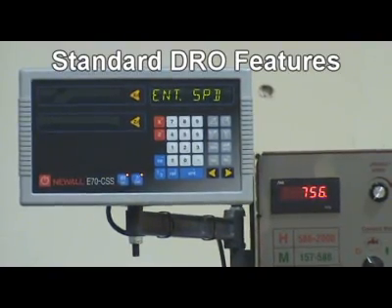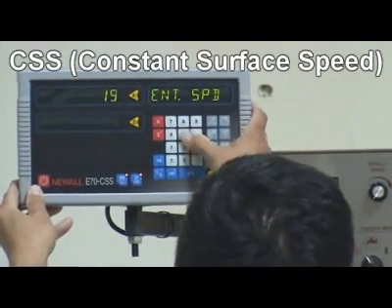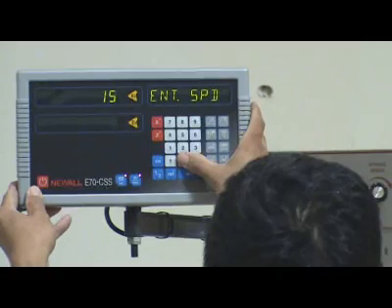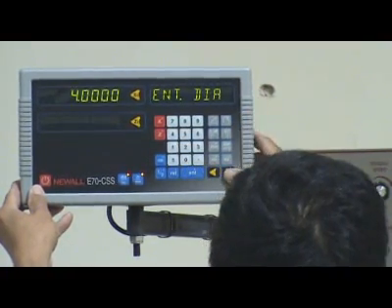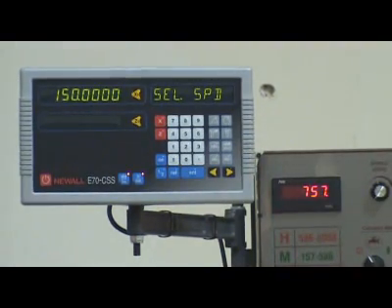Standard DRO features. Constant surface speed provides an output that can be applied to an AC inverter spindle drive. The system uses the scale feedback to automatically control the spindle RPM. This ensures a constant surface speed.